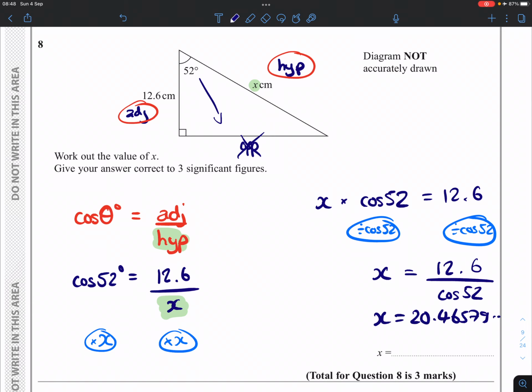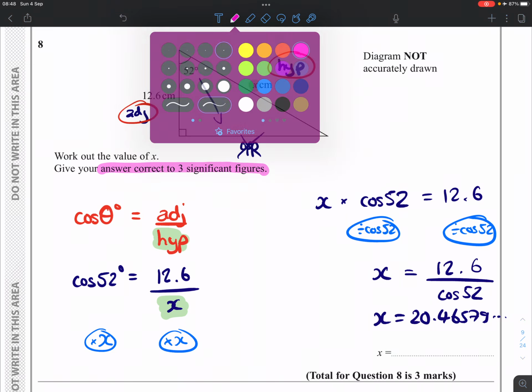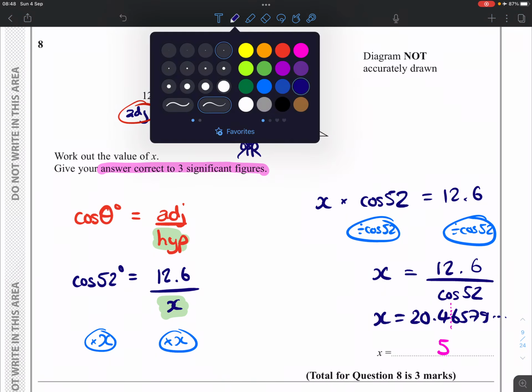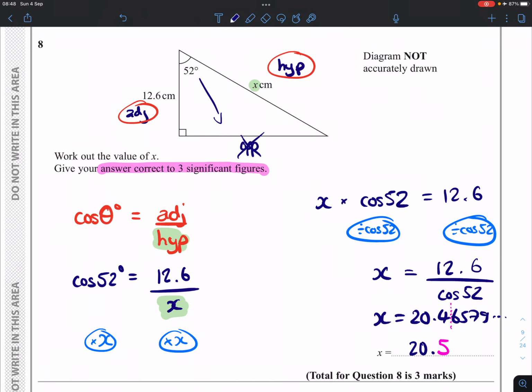20.46579. Always put a heap of decimal places like that before checking what it wants us to round it to. It wants it to three significant figures. Here's our first, here's our second, here's our third significant figure. So after the 4 is where the rounding is going to happen. That's 6, we'll turn that 4 into a 5. And then the rest of the number is as is, 20.5. It was a length, so I'm going to put centimeters down there.